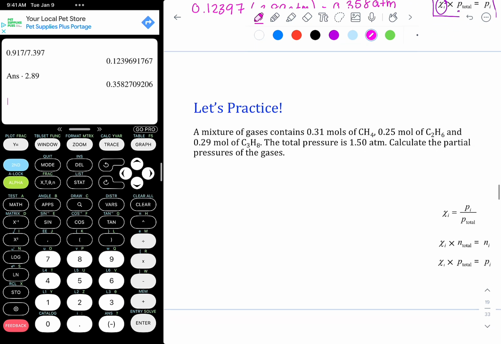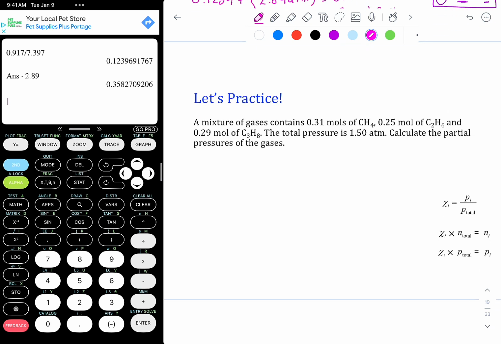Let's try another one. A mixture of gases contains 0.3 moles of CH4, 0.25 moles of C2H6, and 0.29 moles of C3H8. The total pressure is 1.50 ATM. Calculate the partial pressures of all of the gases. So pause your video and try this problem. Find your mole fraction. Once you have your mole fraction, use that to find the individual partial pressures.